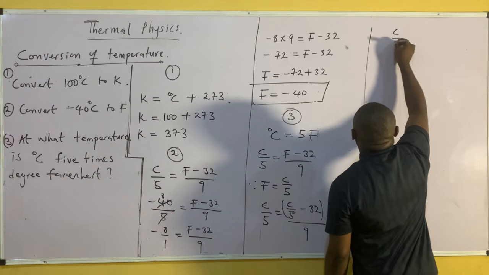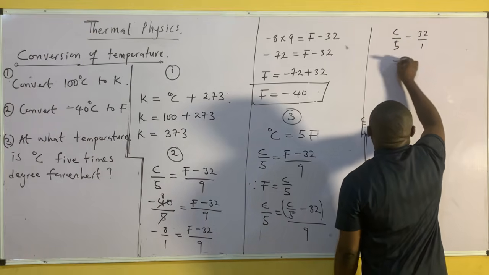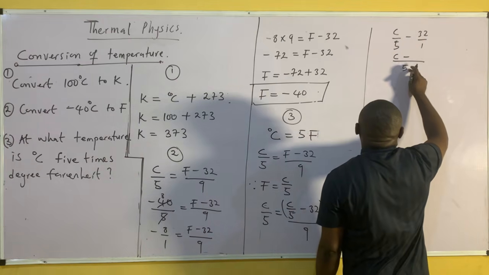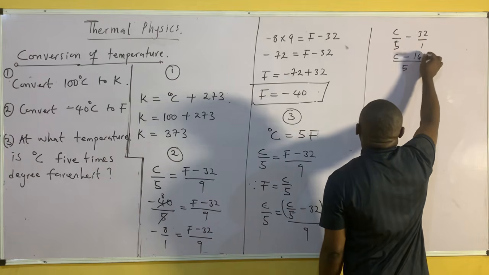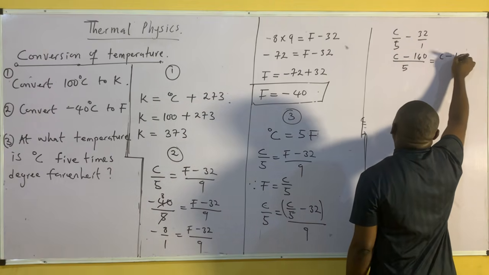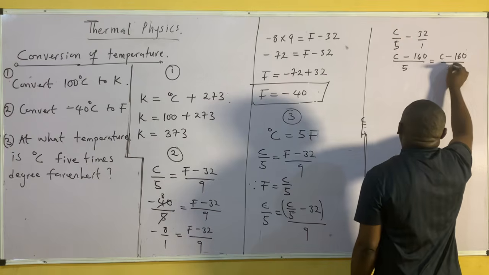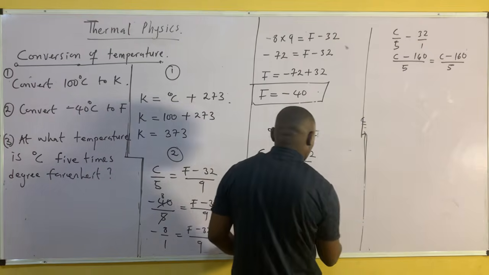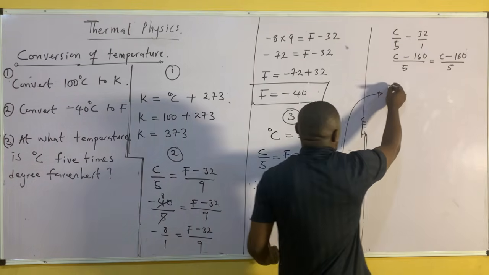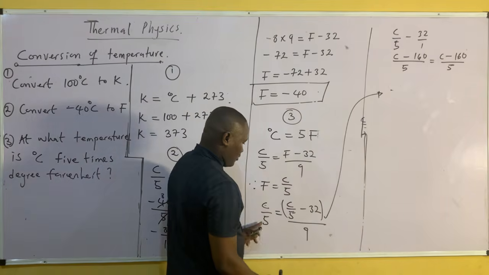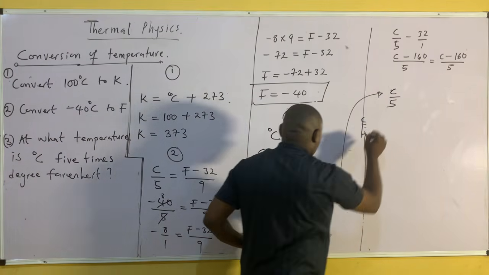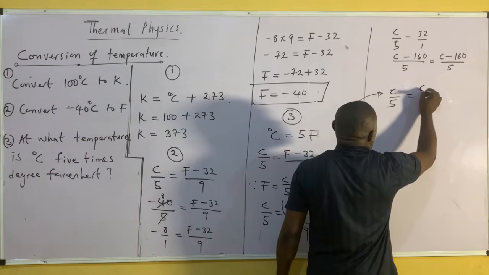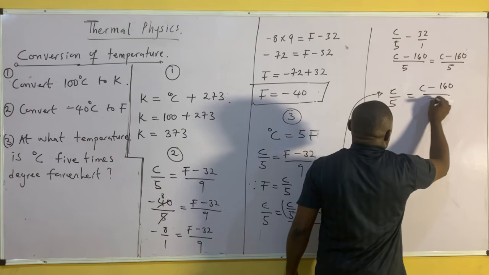I'll have it as C over 5 minus 32 over 1. So I have it as 5, then 1 is C minus this. So 5 times 32 will be 160. So I'll be having C minus 160 over 5. So everything here now has become C minus 160 over 5, and C over 5 is equal to that.